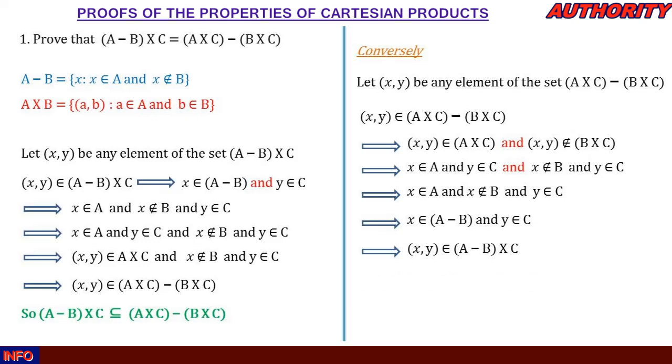The second conclusion says that A cross C difference B cross C, where we started, is contained in the final solution on the left hand side, that is, A difference B cross C. So in the first conclusion, we said that A difference B cross C is contained in A cross C difference B cross C. And in the second conclusion, A cross C difference B cross C is also contained in A difference B cross C.